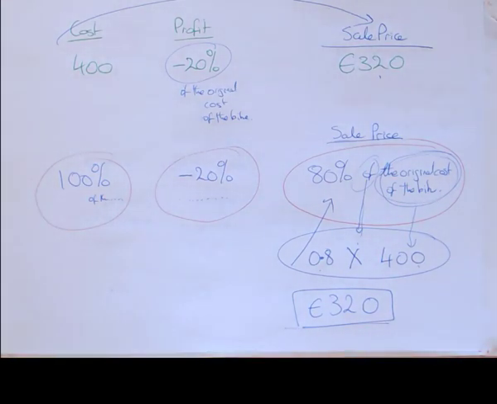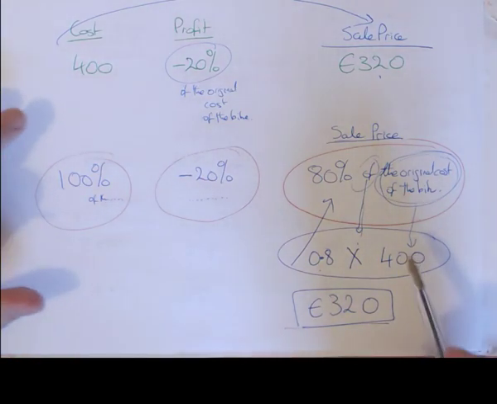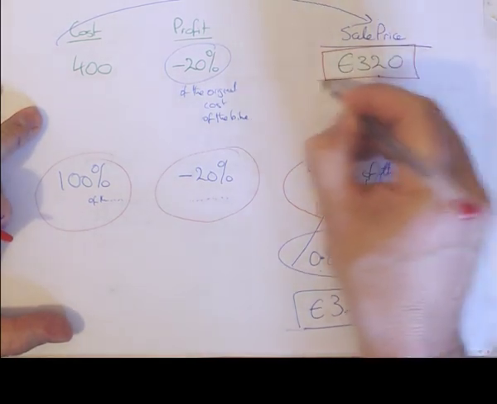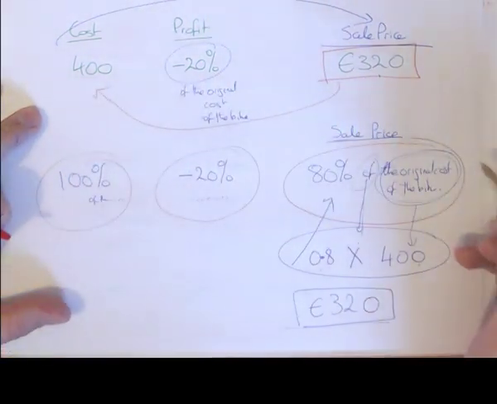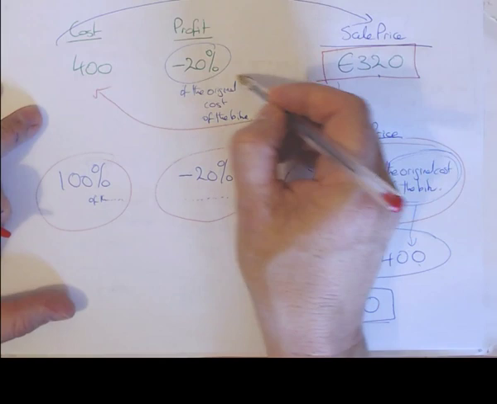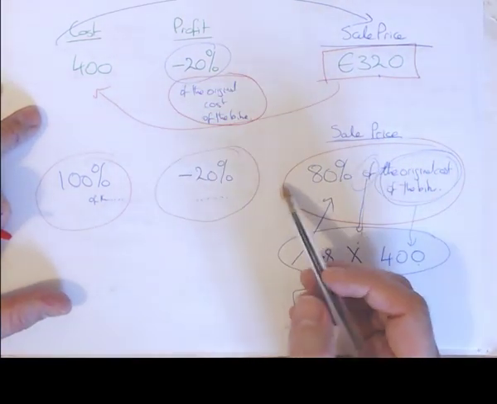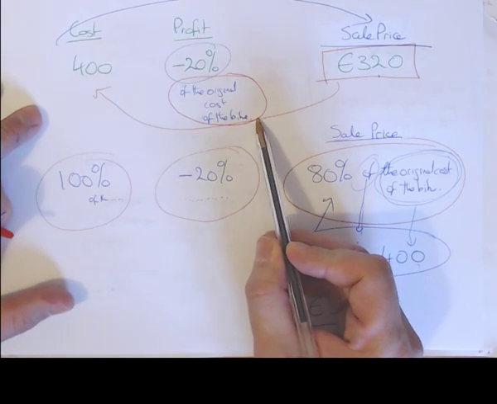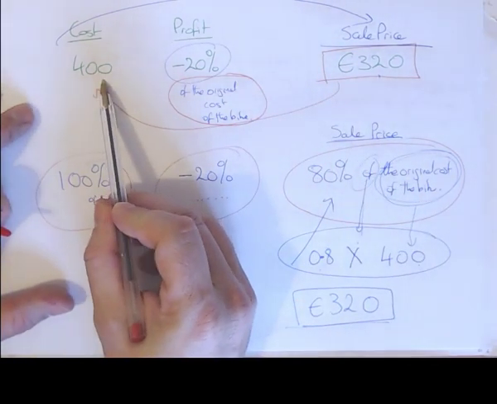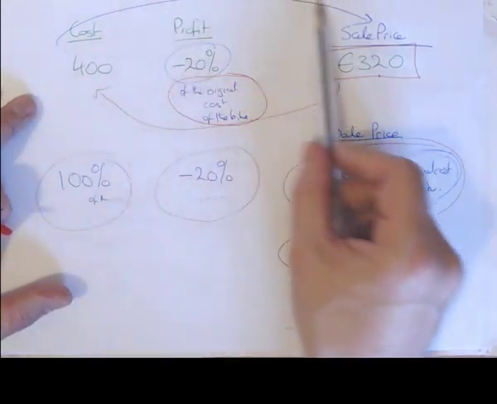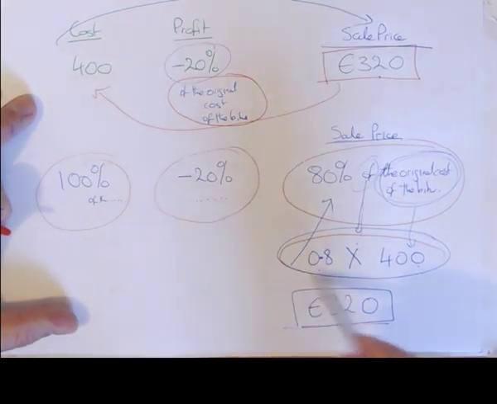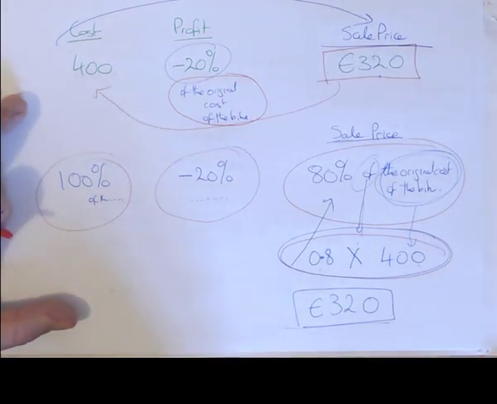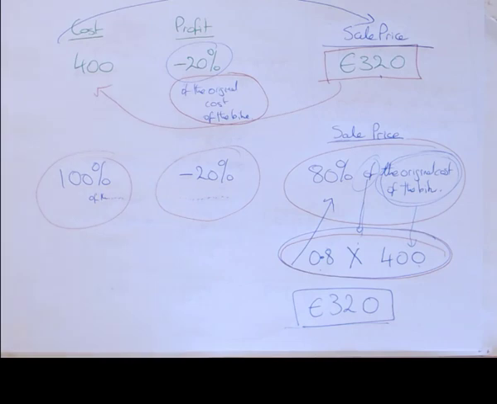Why are we doing this in one step? Well, the answer is if we're told our sale price and we want to find our cost price, we don't know the original cost of the bike, so we can't find 20% of the original cost of the bike, so we can't add it on. However, if we have one step to get here, we can get one step back again. But we'll look at that the next day.